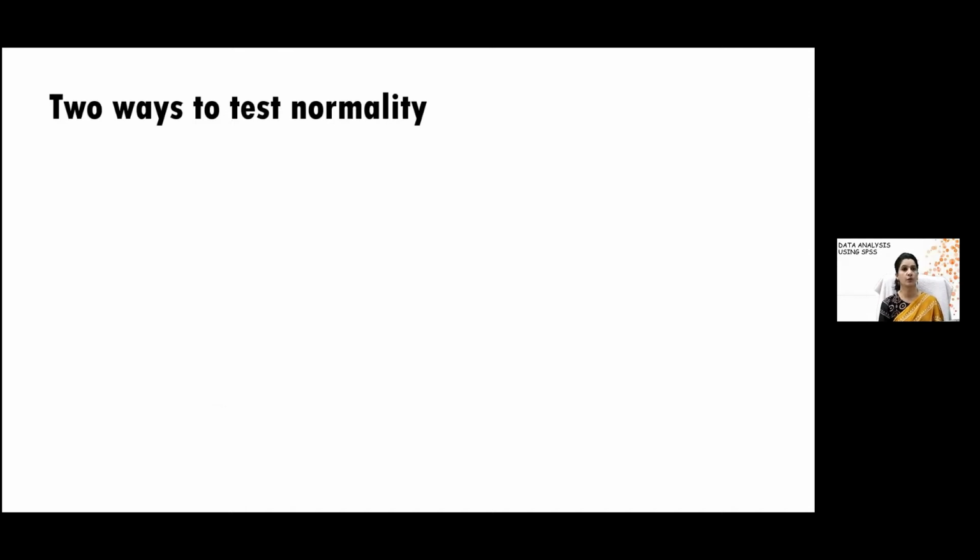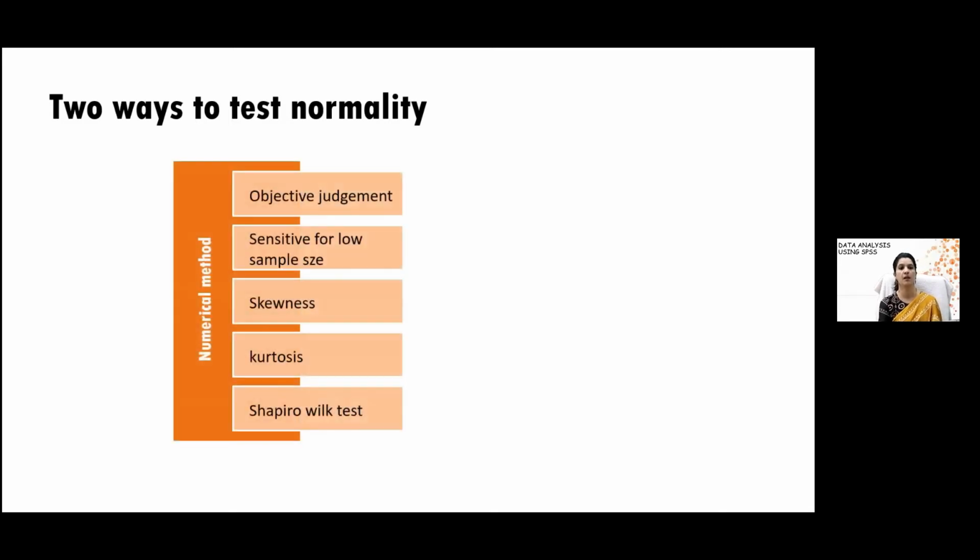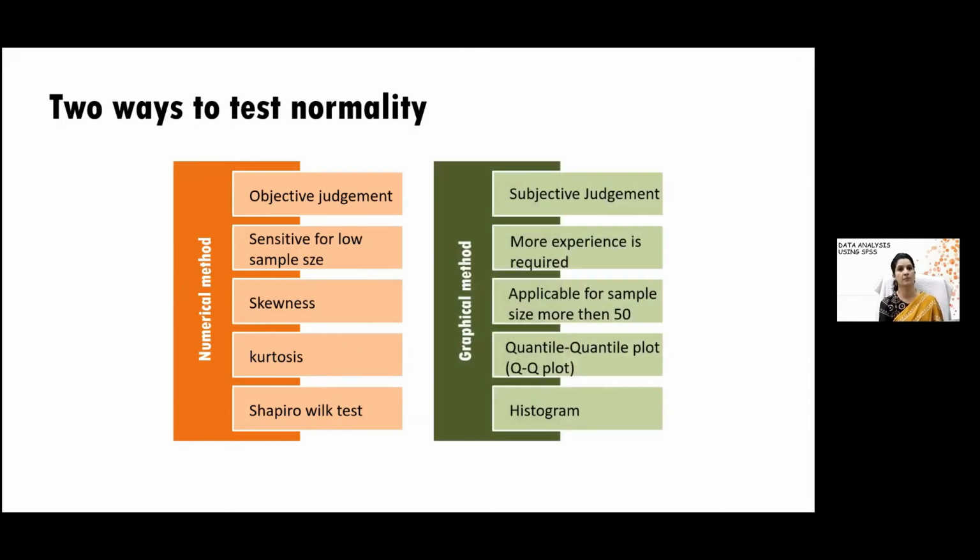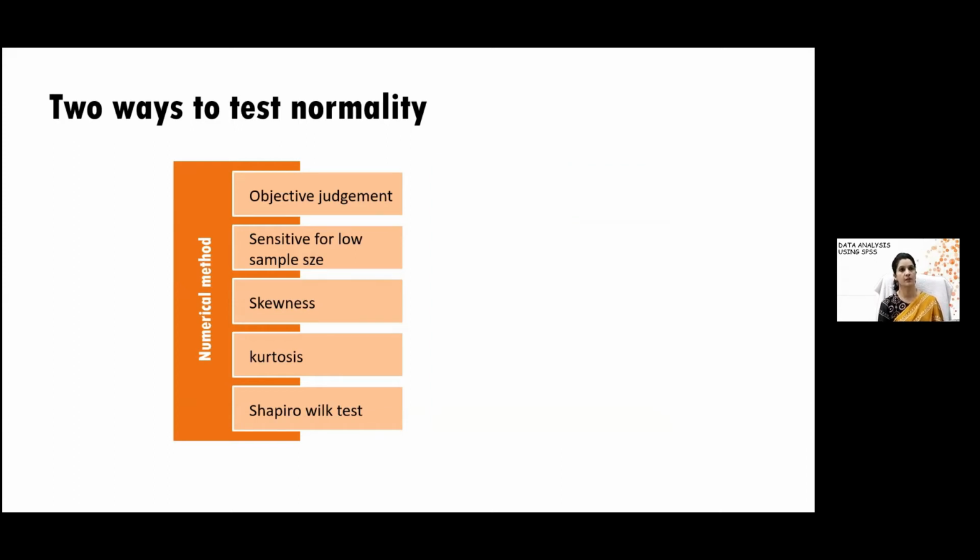So there are two ways to assess normality. Now we know what a normal distribution is. A normal distribution is a bell-shaped curve where the mean, median and mode coincide, and where the value of the standard deviation is 1. Now there is a numerical way to assess normality and there is a subjective way to assess normality. I will first talk about assessing normality by the numerical way.